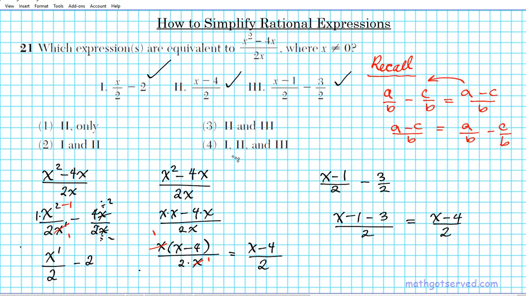So the answer to question number 21, which expressions are equivalent to this, is option 4, which is 1, 2, and 3. So a question for you. Which simplification approach do you prefer? Option 1 or 2? In option 1, we decomposed and reduced. In option 2, we factored and reduced. So let us know which method you prefer and why. Just post your answer in the comment section below.